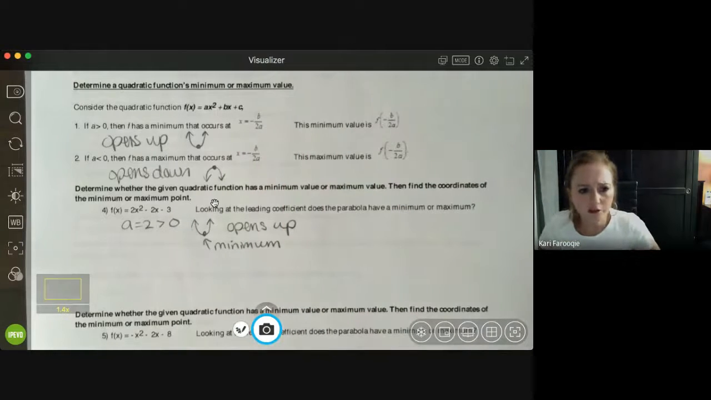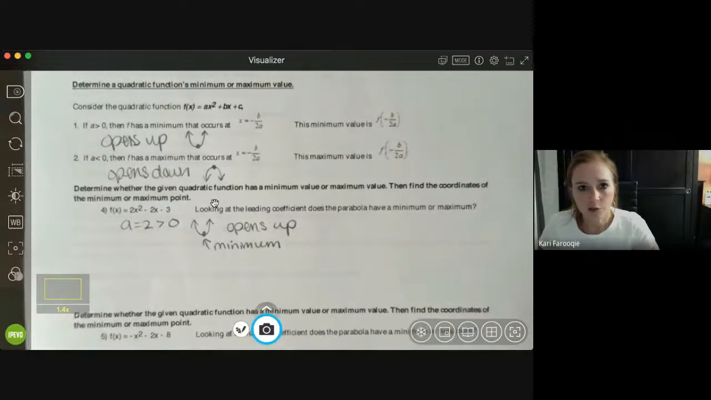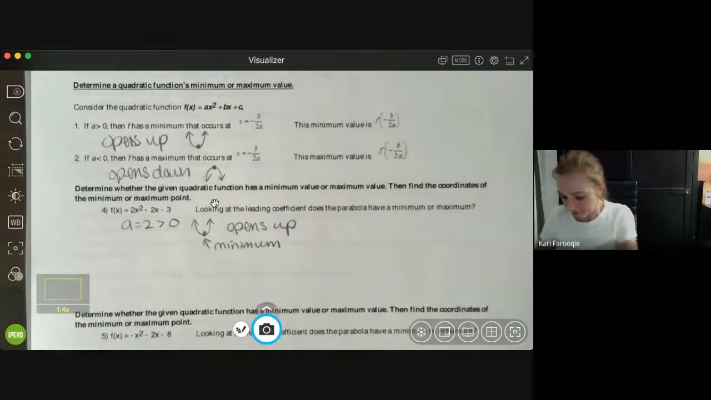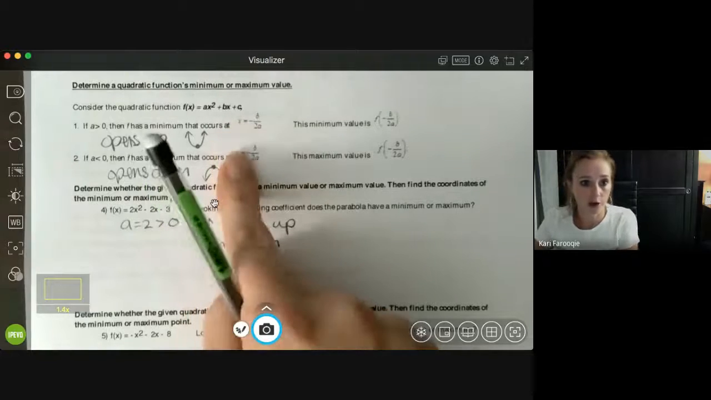You're going to be asked questions like this on MyMathLab. You're going to be asked, does the function have a minimum or a max? And then where does the minimum occur? What is the minimum? So in order to find that, we're going to look at the vertex using the formula.